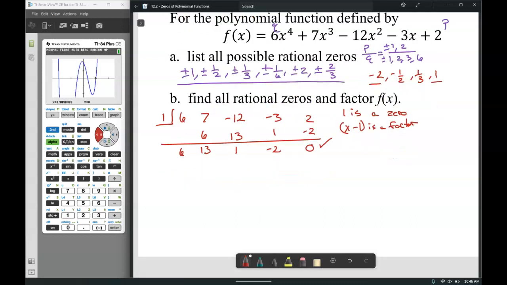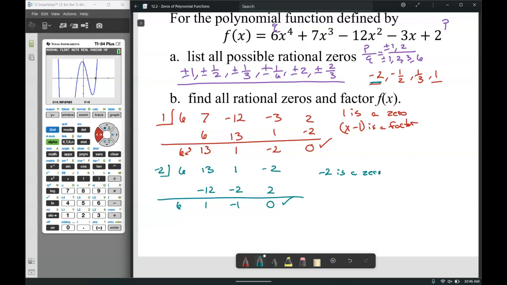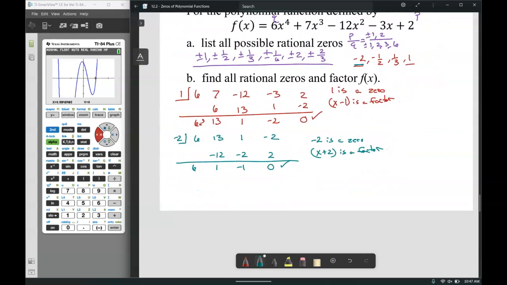Now we've got a new polynomial. This is a 3rd degree polynomial. So we can go ahead and do synthetic division again with these new coefficients and constants. And we're going to do -2 and see if -2 is a 0, and it should be. But let's make sure. And that works out. We know that -2 is a 0, and therefore x plus 2 is a factor. Okay, so we've got that working out for us.